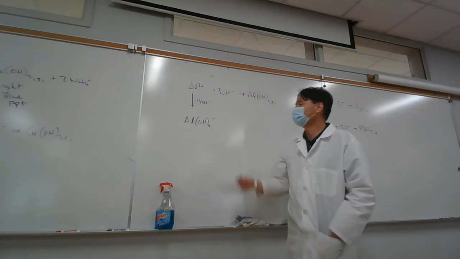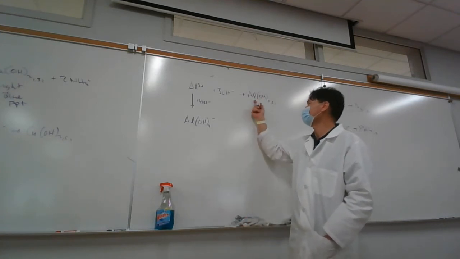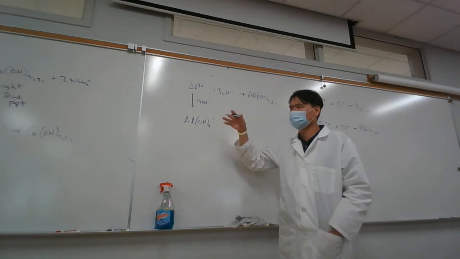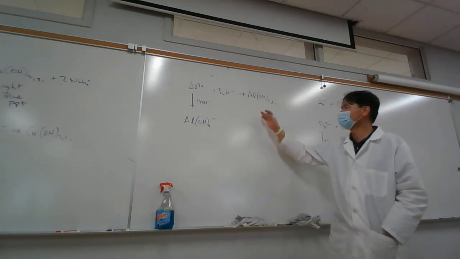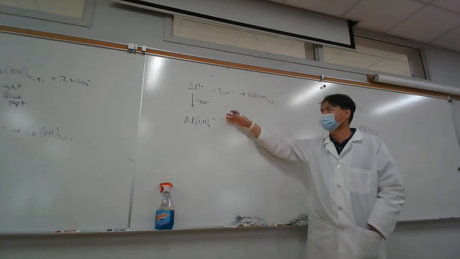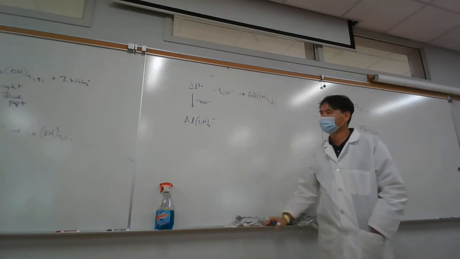And so typically what we do is we keep a close eye on it and we try to maximize the amount of precipitate formation, and then stop when we start to see it disappear or when there's no more change.